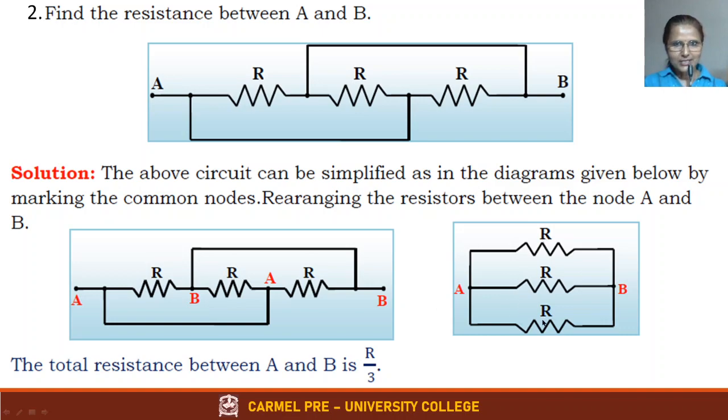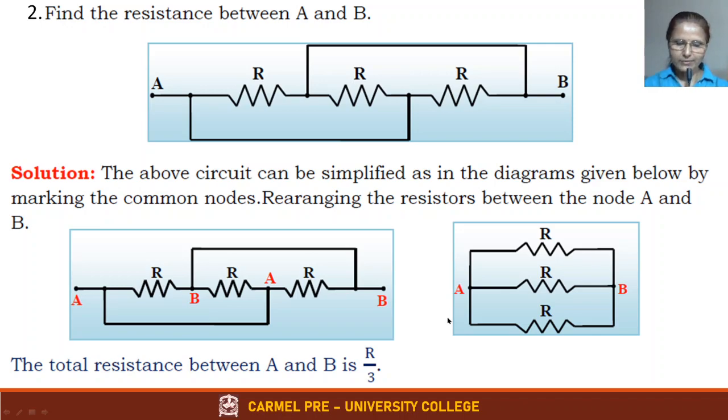So three resistors of equal value in parallel means the total resistance will be R by 3. That is according to the formula 1 by Rp is equal to 1 by R1 plus 1 by R2 plus 1 by R3. All the resistors are the same, so it is 1 by R plus 1 by R plus 1 by R, which is 3 by R. But 1 by Rp is 3 by R, so Rp will be R by 3, the reciprocal. Okay, so that is how you simplify the circuits.